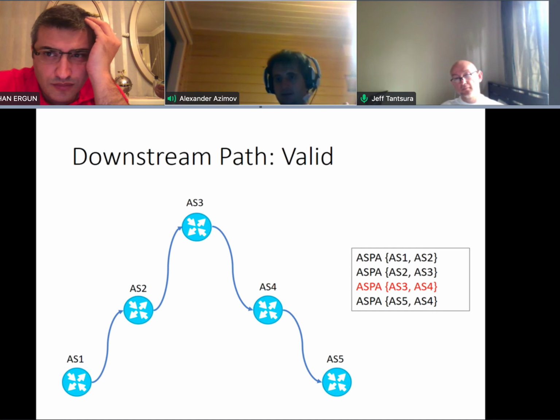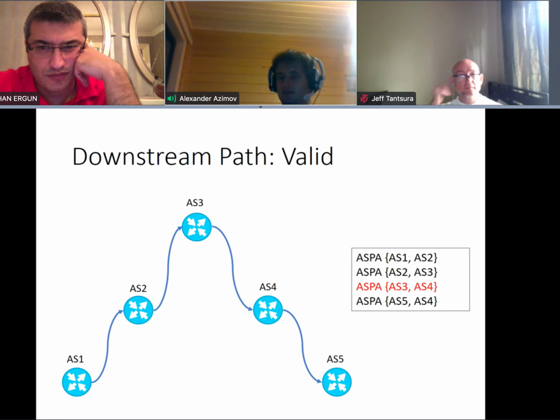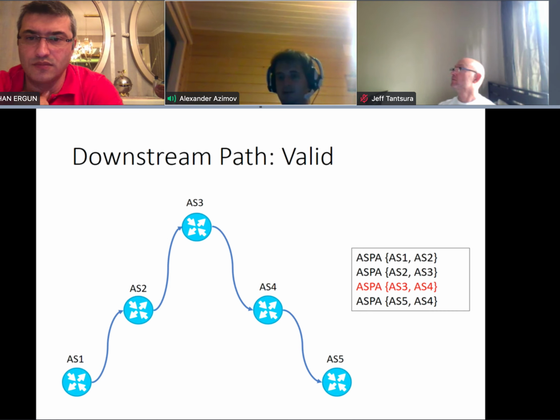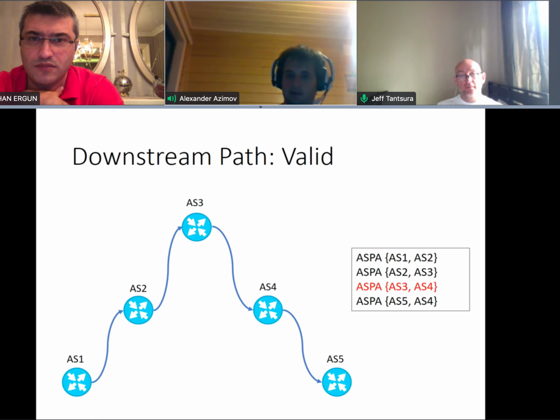But in this case, when we are working with the downstream path, it's okay, because it signals that the path may consist of an upstream path and then a downstream path, and it shows where the turning point was. So when there was a flip, after that the prefix just goes all the time down, and with ASPA we can check that it goes all the time down. Let's see the next slide.